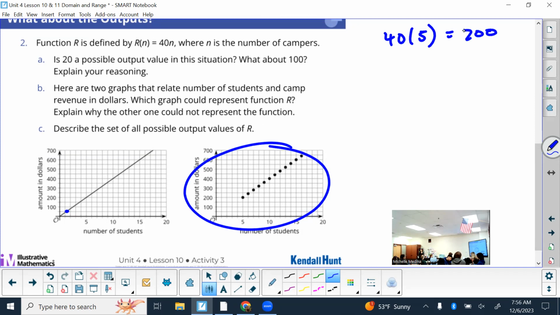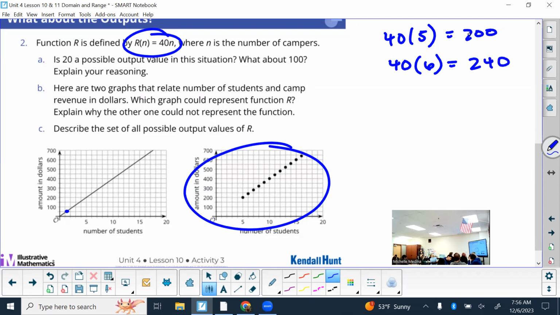Could their revenue be like 210? All right, listen, does that make sense? Would their revenue ever be like $250? Okay, so if it's 5 campers, they're making 200. So they're charging 40 per camper. What about if it's 6 campers? How much does it cost?